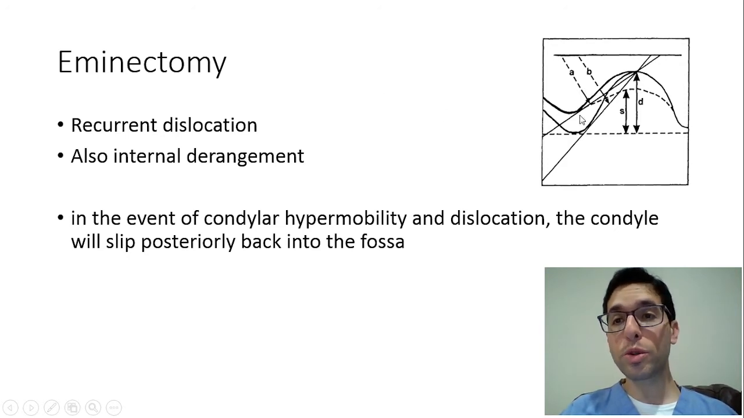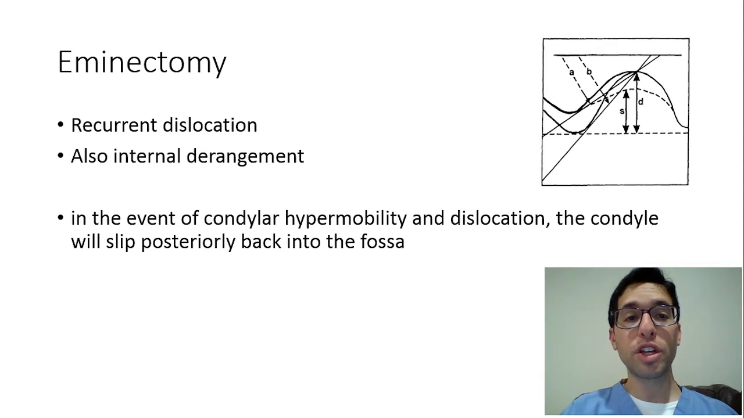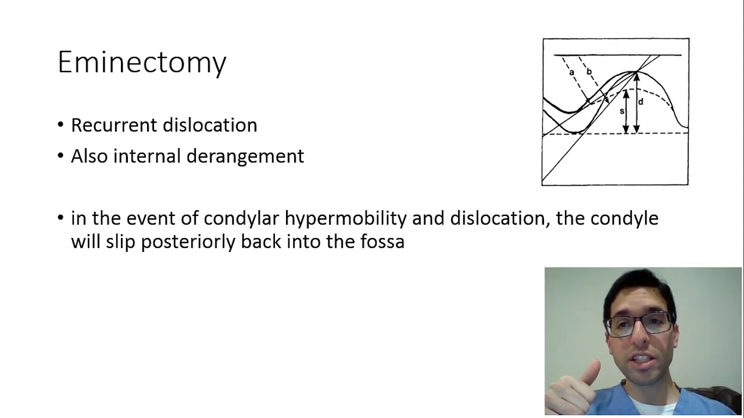So the goal is to reduce the eminence. The reason why it works for recurrent dislocation is not that it helps prevent it, but if the patient is going to dislocate, it helps them reduce themselves quite easily. So let's think about what is a condylar dislocation. It's when the condyle translates too far forward and comes all the way in front of the eminence, and you get an open lock. And sometimes patients present to the ED, maybe you're familiar with seeing patients like that. You have to push down and back to reduce the condylar head back into the glenoid fossa.